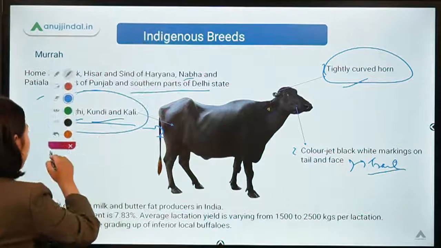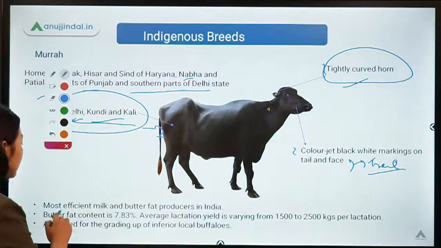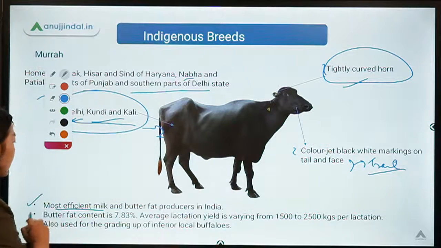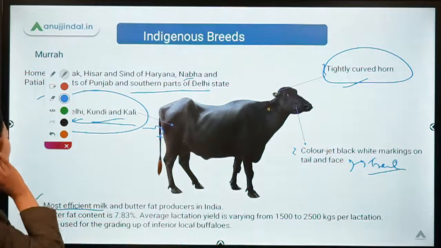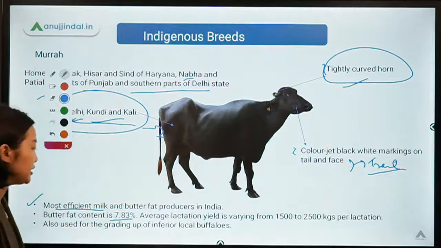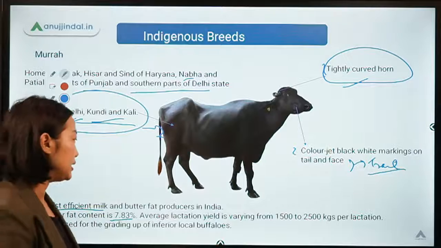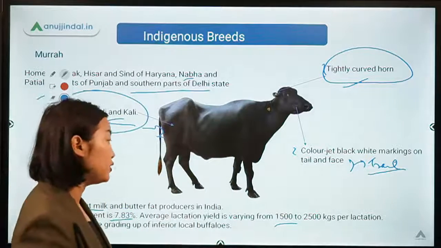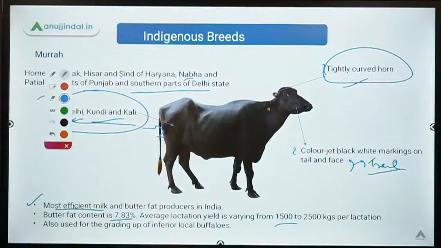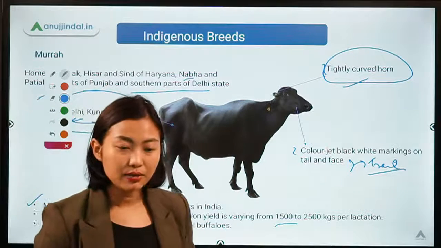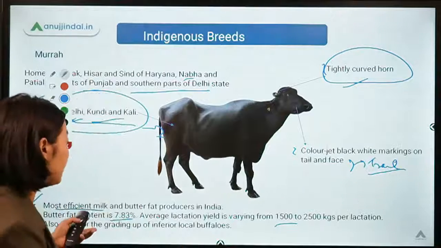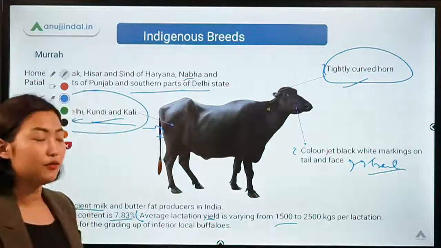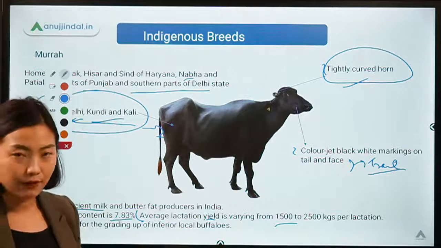Another important point that you can remember is that it is the most efficient milk and butter fat producer in India. Okay, this is a very important point. I would like you all to jot it down. The butter fat content is about 7.83, and the average lactation yield varies from 1500 to 2500 kilos per lactation. So during the lactation period, they usually give a milk yield of about 1500 to 2500 kilos.